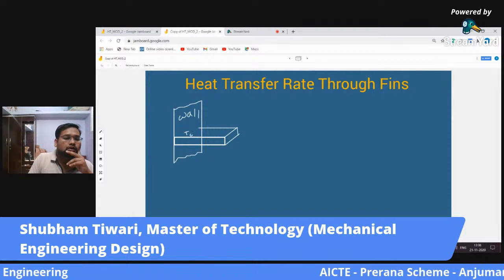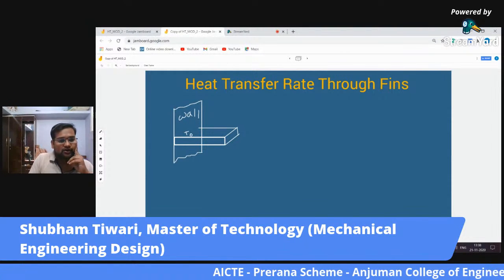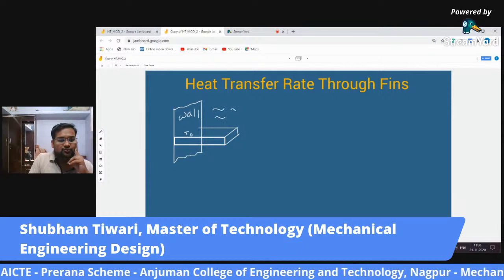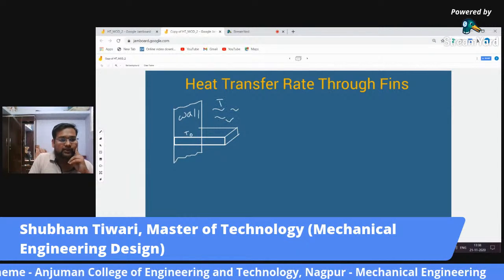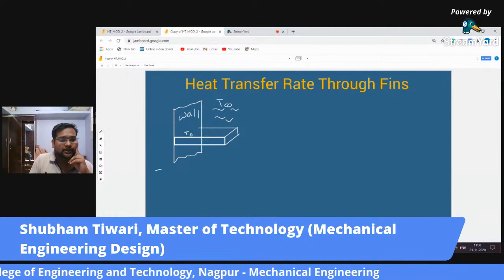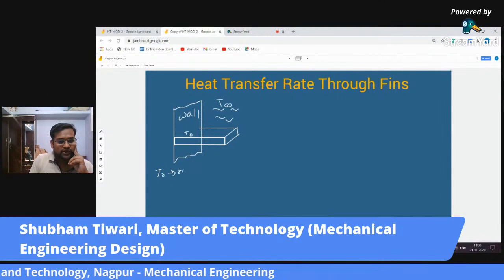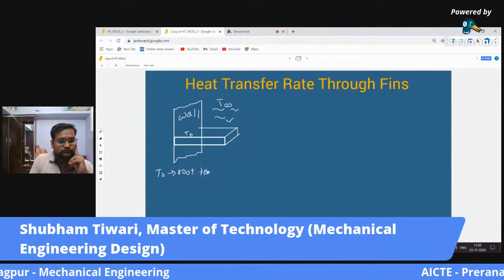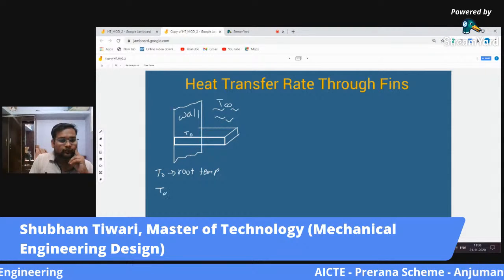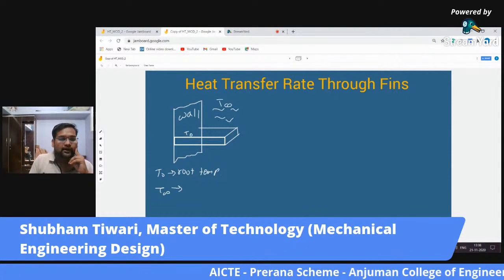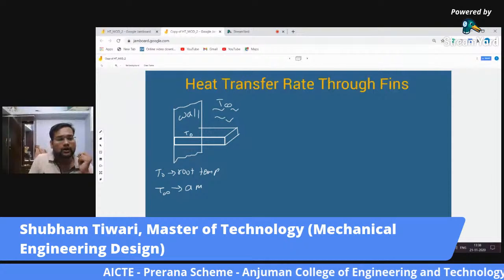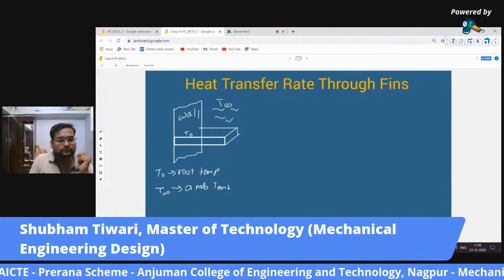In this wall, the temperature is T naught. It is attached to a fin, and the fin is exposed to an atmosphere of temperature T infinity. T naught is the root temperature. T infinity is our ambient temperature.